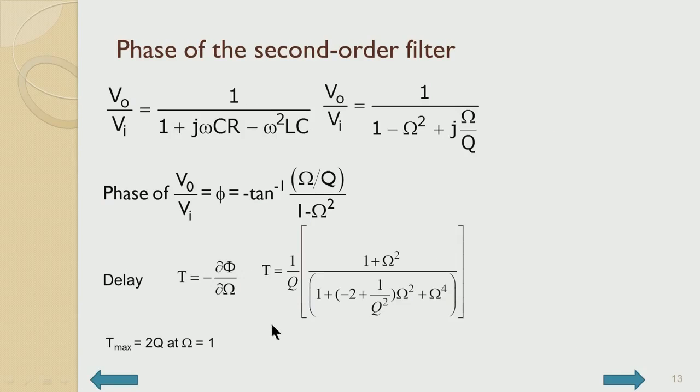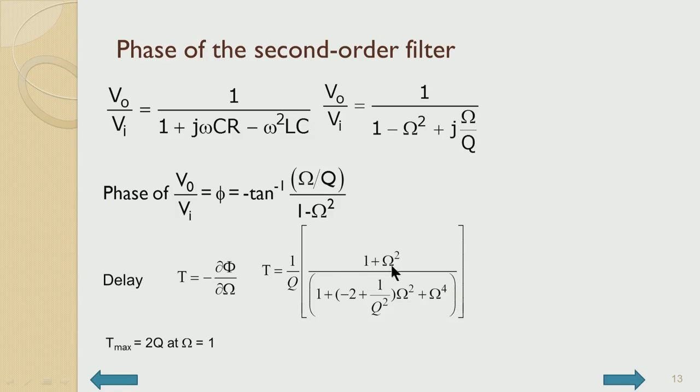So, now consider the phase. These are the two factors that are very important. So, the same transfer function, this is the real part and this is the imaginary part. So, phase of V naught over V I, phi, is equal to minus tan inverse the imaginary part, omega by Q, divided by the real part, 1 minus omega squared. So, T, delay, is defined as minus d phi by d omega. So, if you actually differentiate this, then T becomes equal to 1 over Q.